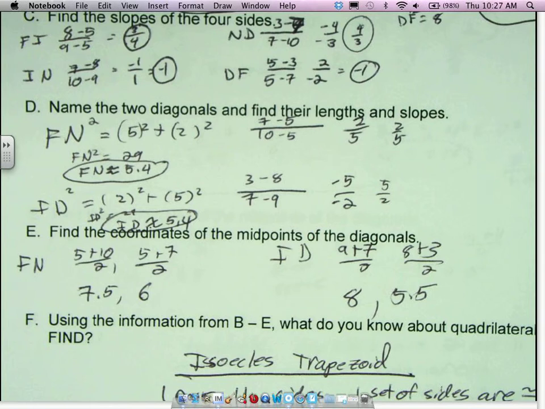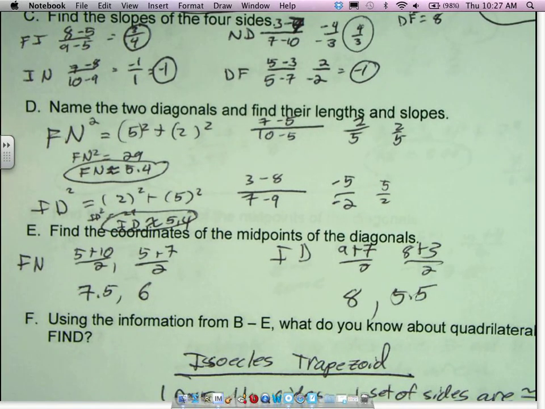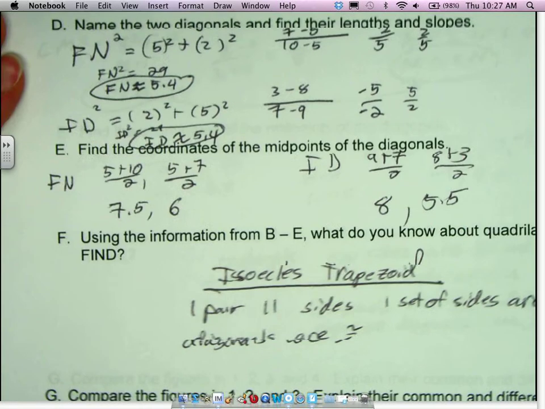All right. The midpoint of FN is 7.5, 6. The midpoint of ID is 8, 5.5. So their diagonals do not bisect each other. Yes? Yep. FN's midpoint is 7.5, 6 for E. ID's midpoint is 8, 5.5. Okay, the midpoints are not the same, therefore it does not bisect. Okay, I'm going to move it up so that the slopes are covered.